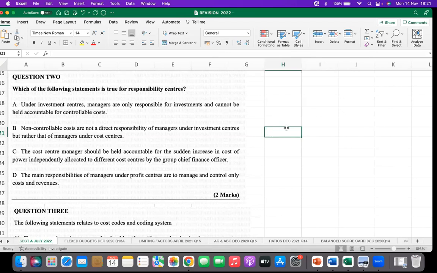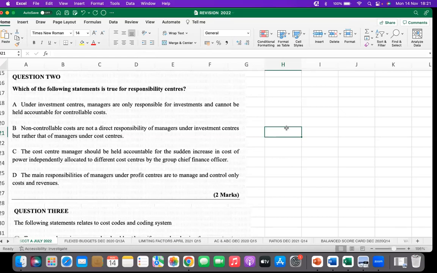Last center is known as investment center. Investment center is a profit center in which investment decisions are also made. So what is the answer? What is the question? Which of the following statements is true about responsibility centers? Statement number one, under investment centers, managers are responsible for investments and cannot be held accountable for costs.